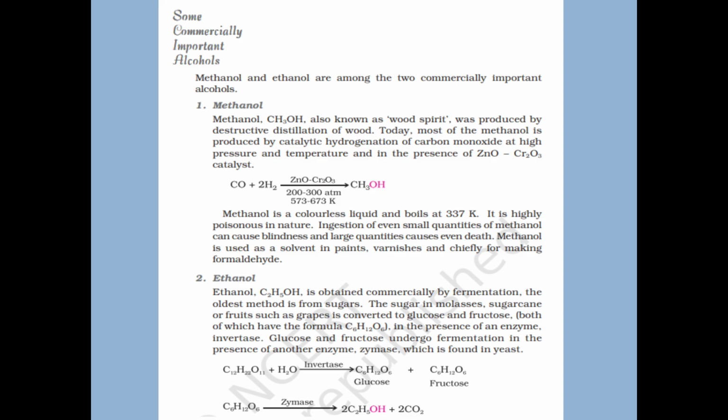Some commonly important alcohols, such as methanol. Methanol is produced by catalytic hydrogenation of carbon monoxide at high pressure and temperature in the presence of a ZnO-Cr2O3 catalyst. So carbon monoxide and hydrogen will be converted into methanol. This mixture is called syngas.